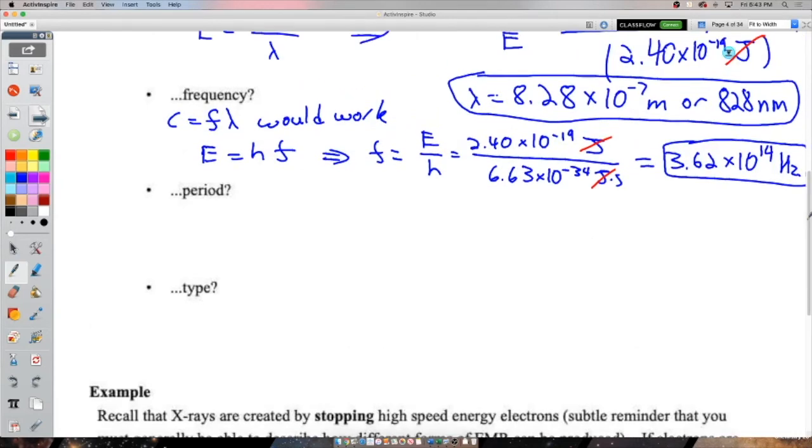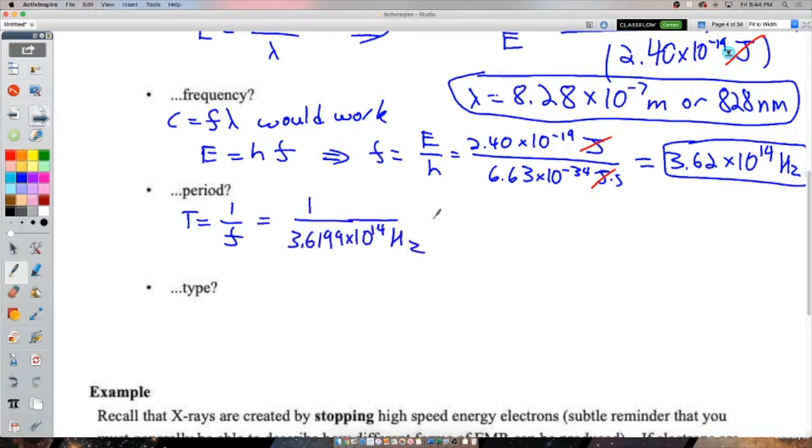We haven't talked much about the period of EMR, but it's the same as when you did it in physics 20, right? Frequency is how many oscillations per second. Period is how many seconds per oscillation. So how long does it take this EMR for the electric field to go from one orientation to the opposite orientation and back again, right? One full wavelength. So it's just the inverse of the frequency.